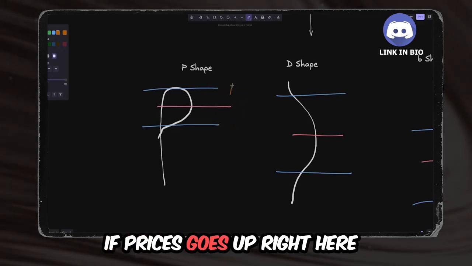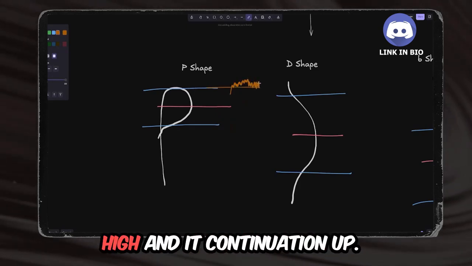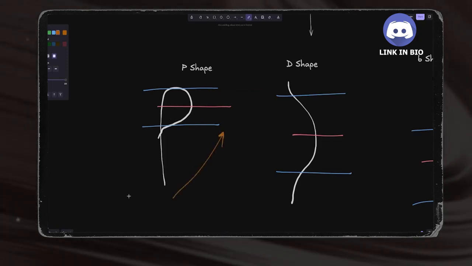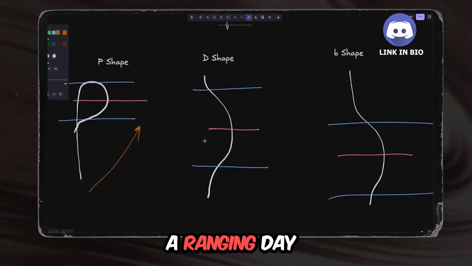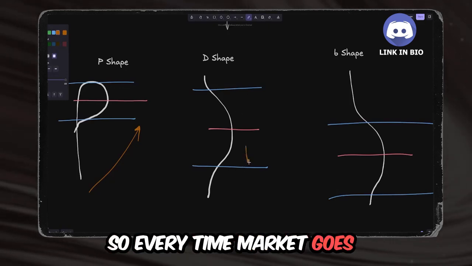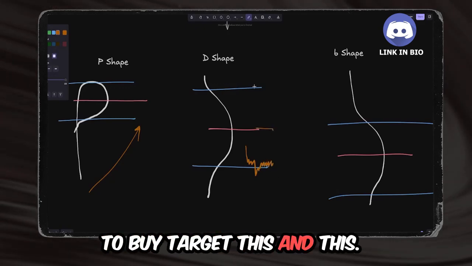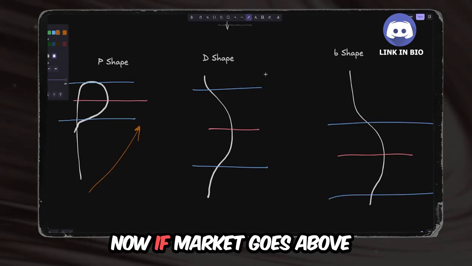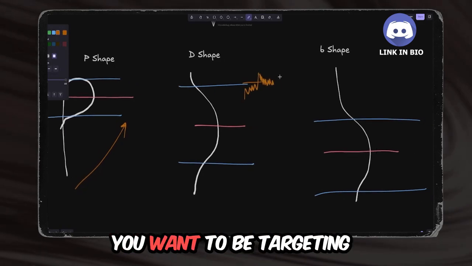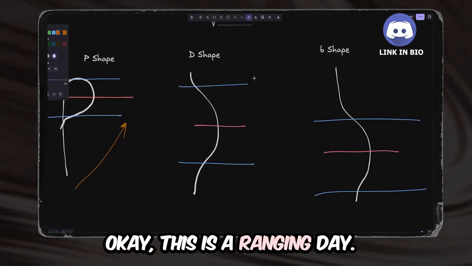If price goes up right here, I would be looking to buy if it rejects value area high and then play continuation up. So this is a trending day. A D-shaped pattern is a ranging day. So every time market goes under the value area low and reclaims above, you want to buy, target this and this. Now if market goes above this level, ranging here, you want to be targeting this and this. Okay, this is a ranging day.